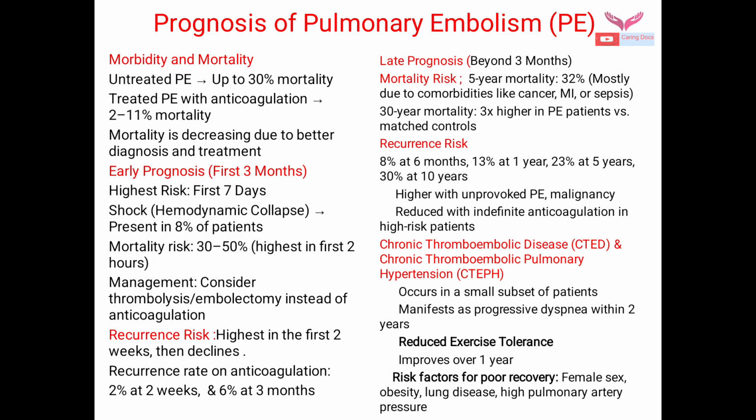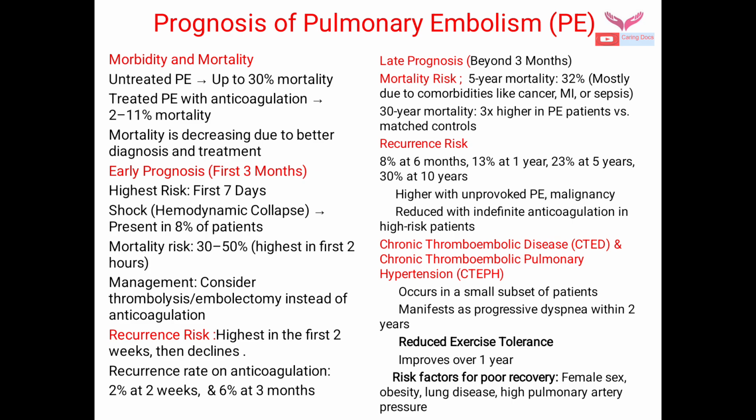Late prognosis, that is beyond 3 months, mortality risk, 5 years mortality is 32%, mostly due to comorbidity like cancer, MI, and sepsis. 30 years mortality 3 times higher in pulmonary embolism patient versus matched control. Recurrence risk is 8% at 6 months, 13% at 1 year, 23% at 5 years, 30% at 10 years. The risk is high with unprovoked pulmonary embolism or malignancy, and it is reduced with indefinite anticoagulation in high risk patient.